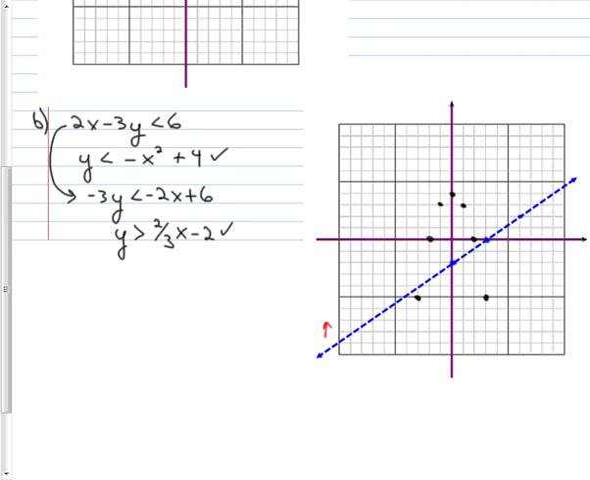This one's solid or dashed. This one's also dashed. Where would be any shading? Y is less than this parabola. It'd be in that bubble closed off, inside that parabola as well and above the line. So there's our solution on this one.